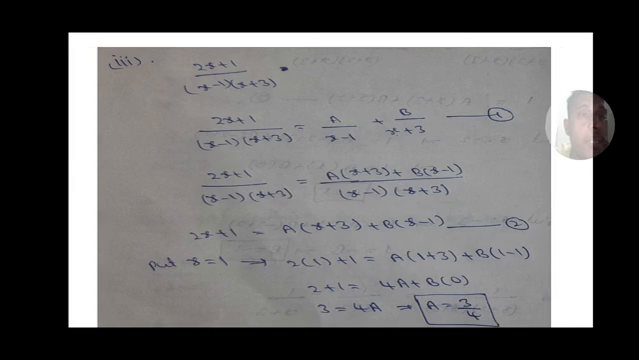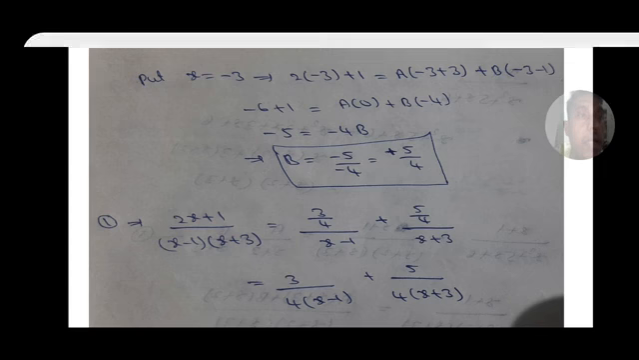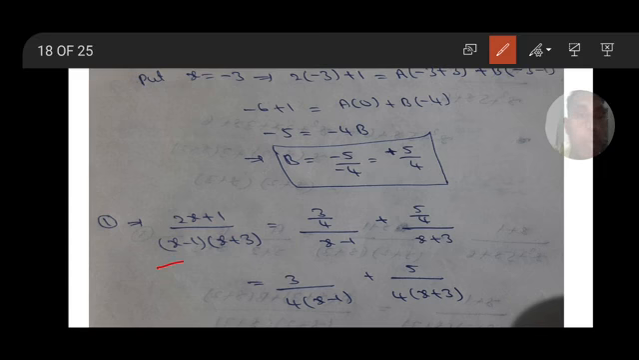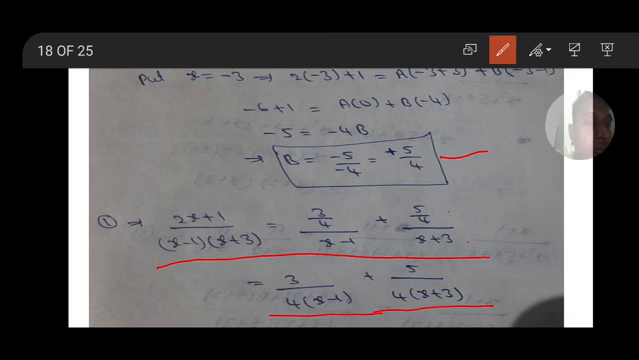Substitute in equation 1, a by x minus 1, b by x plus 3. We get the answer from equation 1: 2x plus 1 by x minus 1 into x plus 3 equals, with the a value 3 by 4, 3 by 4 into x minus 1, and the b value 5 by 4, so 5 by 4 into x plus 3. After simplification, 4 will come in the denominator. 3 by 4 into x minus 1 plus 5 by 4 into x plus 3 is the answer.